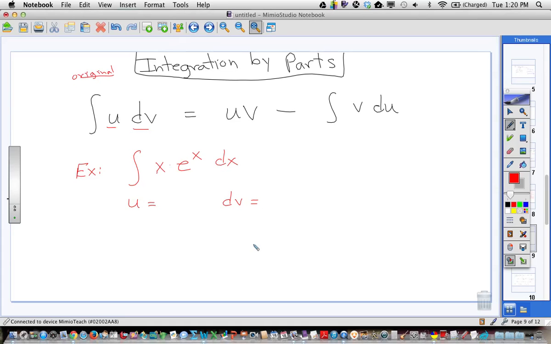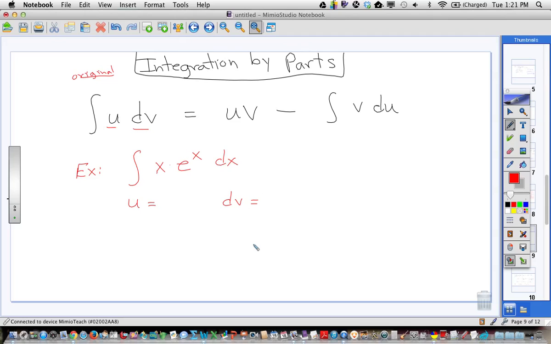Now in this problem, you might say, well, if you let u be the x, what's the derivative? 1. What if you had it be the dv? What's the antiderivative? 1 half of x squared. Which would you rather have? Well, you'd rather have 1, wouldn't you? So it might be good to let that be the u, because then the rest of this would be the dv. And what's the antiderivative? e to the x. Oh, that's really nice, right? e to the x is easy to do the derivative of, but it's really easy also to do the antiderivative. So that's your thought process.